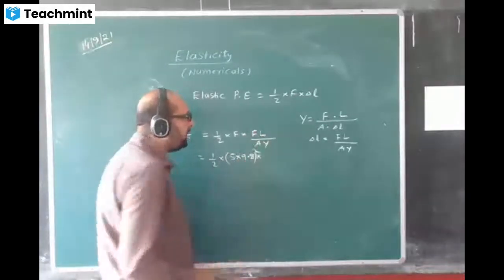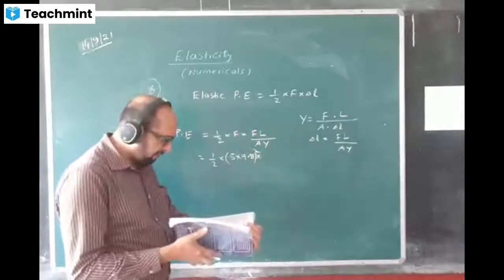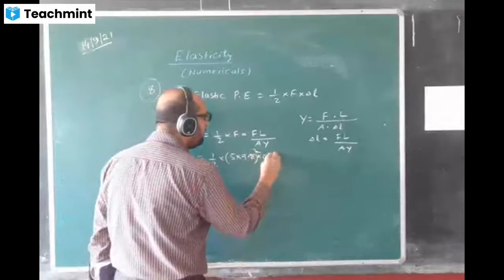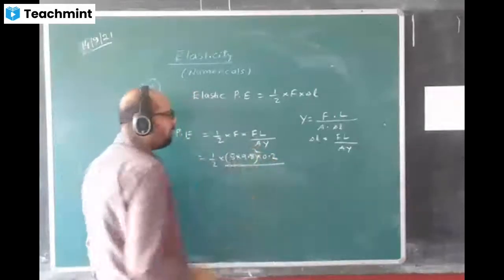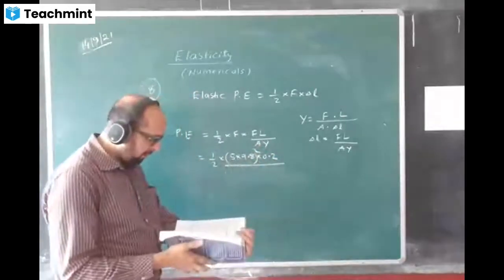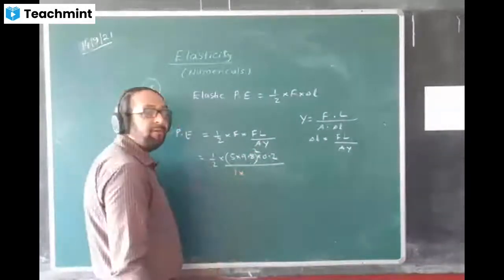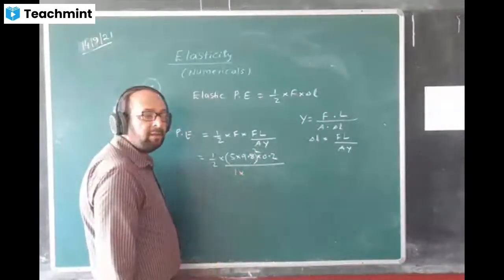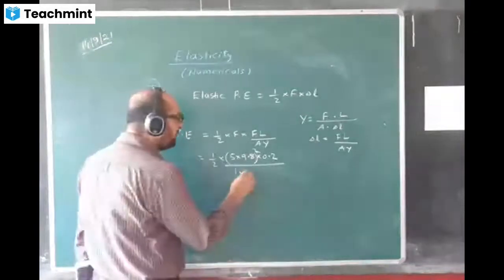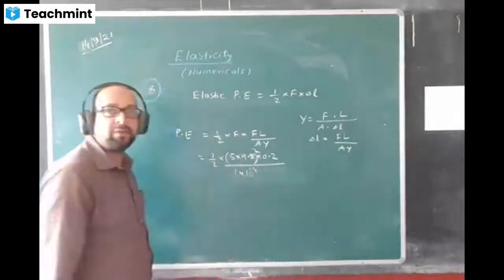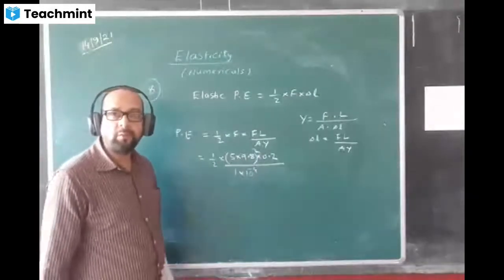L means the original length. What is the original length given? Original length is given as 0.2 meter, divided by the area of cross section. What is the area of cross section given? 1 centimeter square. We will change 1 centimeter square into meter square, SI unit, centimeter to meter. That is 10 to the minus 2 whole square, which will become 10 to the minus 4.